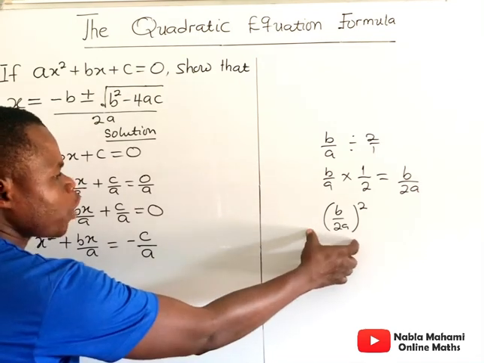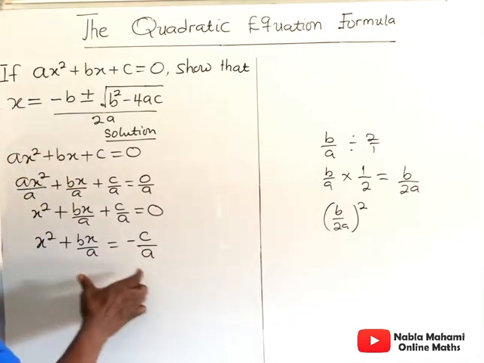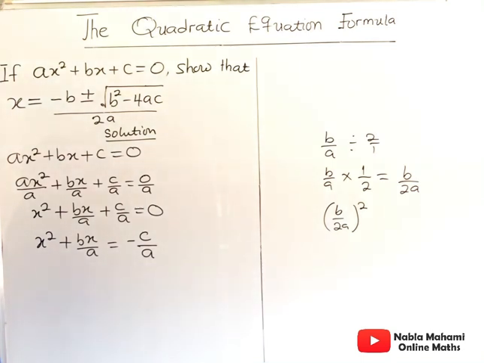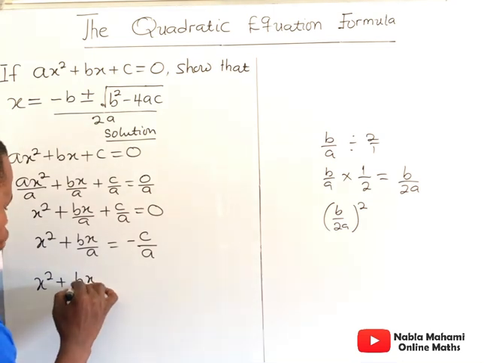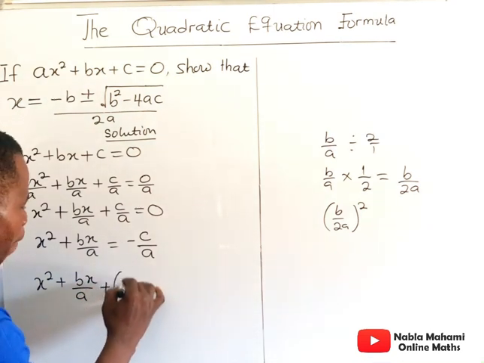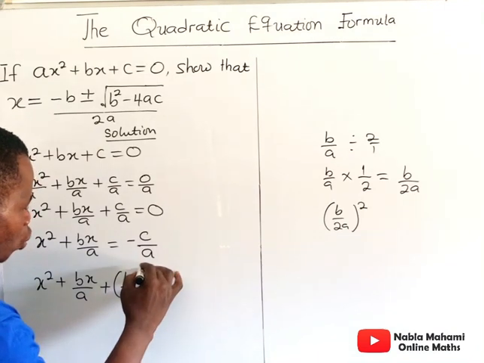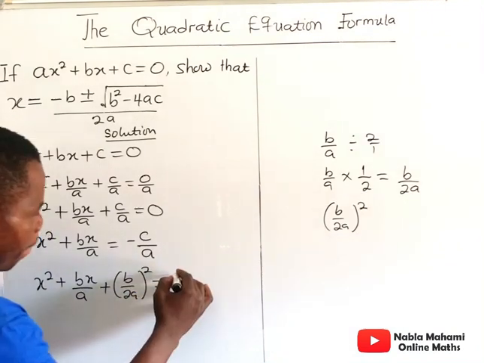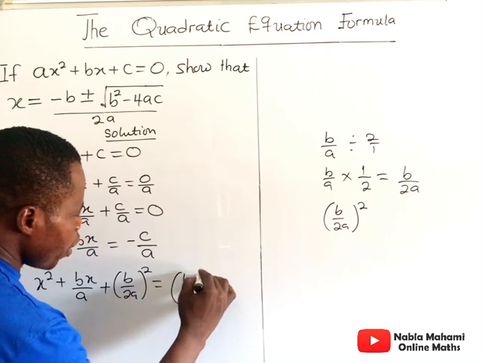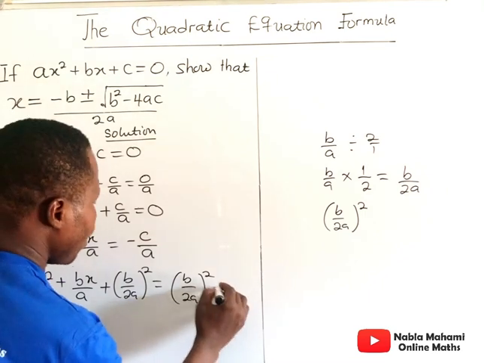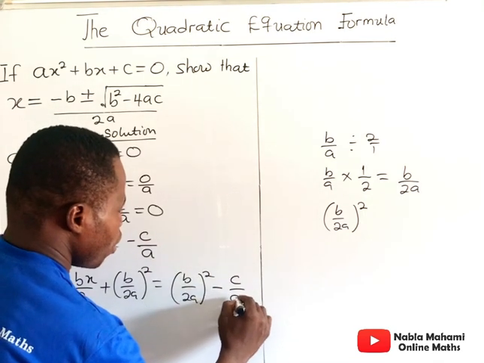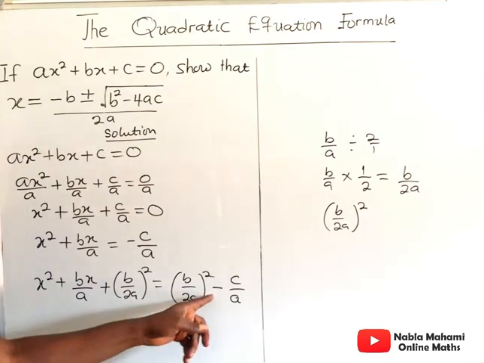Then you now add this particular result to both sides of this equation. You have to do it that way before you can continue, or it will help you to proceed to the next steps. So now, I will now have x squared plus bx over a plus b over 2a all squared is equal to another b over 2a all squared. We are saying that you add this to both sides of the equation. So here I'm adding it, here too I'm adding it. Then I will now bring this one, c over a, but minus sign.